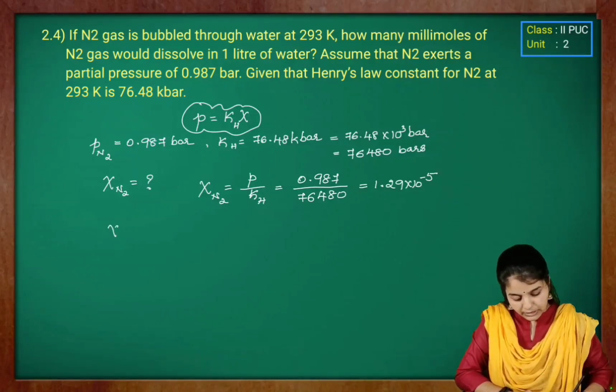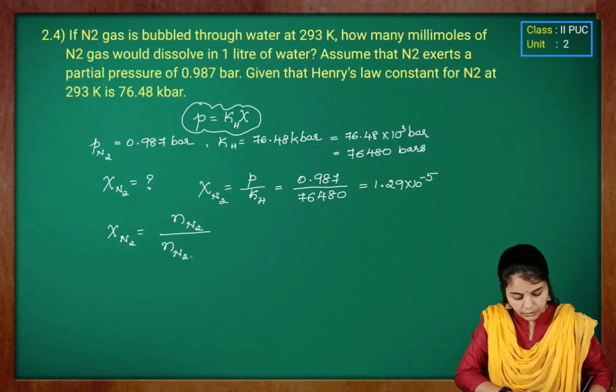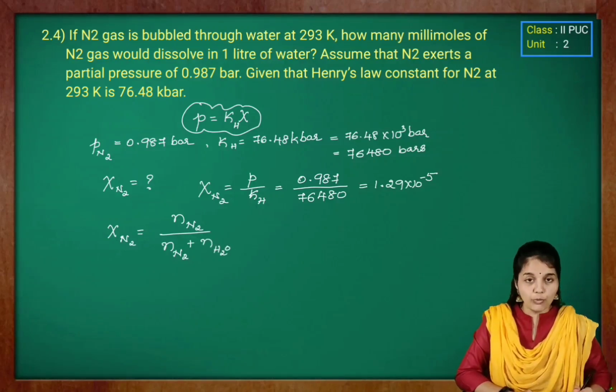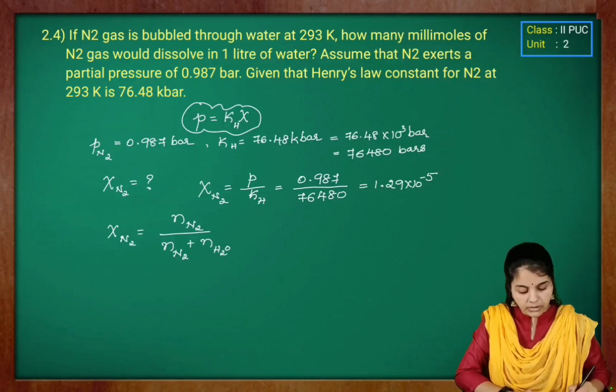Now we know the other formula for mole fraction is in terms of number of moles. So we have number of moles of nitrogen divided by number of moles of nitrogen plus number of moles of water, since the nitrogen is passed through water. We shall calculate the number of moles of water.